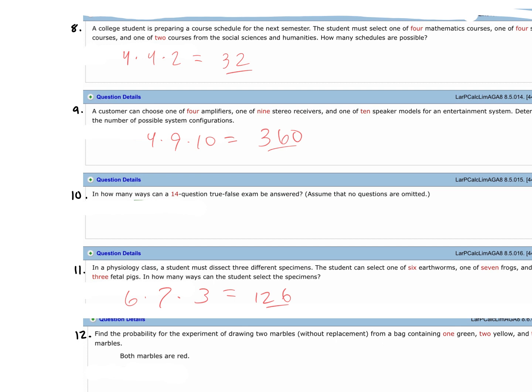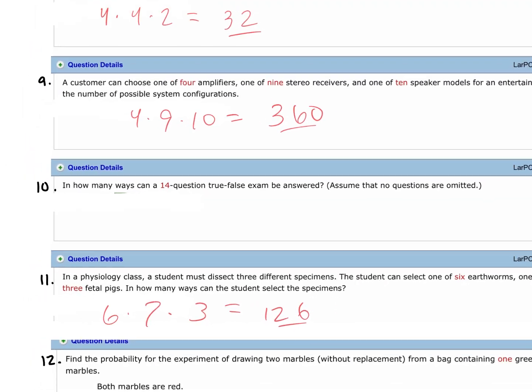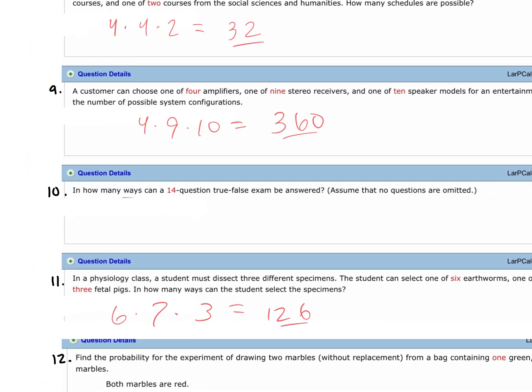All of these questions about tests are answered the exact same way. It says, how many different ways can a 14-question true-false exam be answered? What does it mean to assume that no questions are omitted? Tell me. The student didn't skip a question. You didn't skip any. All of them were answered. You just assume they're all answered.